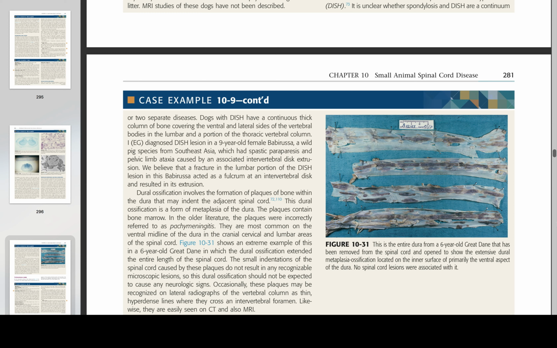Dural ossification involves the formation of plaques of bone within the dura that may indent the adjacent spinal cord. This dural ossification is a form of metaplasia of the dura. The plaques contain bone marrow. In the older literature, the plaques were incorrectly referred to as pachymeningitis. They are most common on the ventral midline of the dura in the cranial, cervical and lumbar areas of the spinal cord.